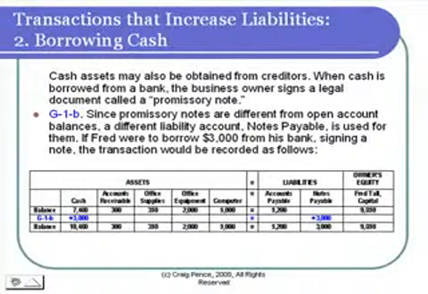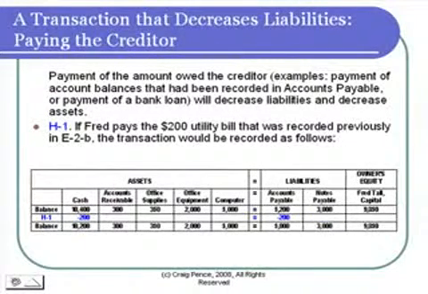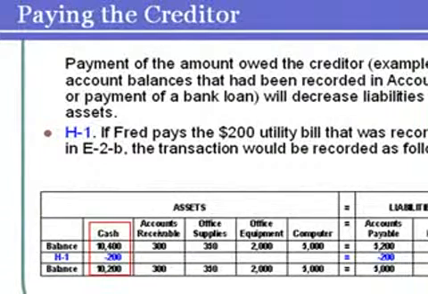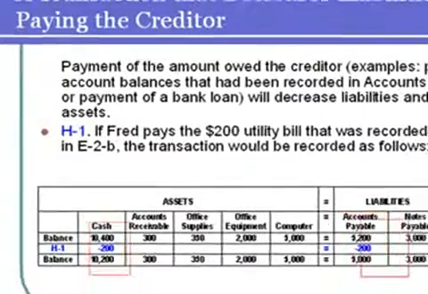In the next transaction, Fred pays the $200 account balance that's owed to the office supply company. In order to record the payment of that liability, we'll need to reduce cash assets by the $200, and then since we no longer have this $200 obligation, we'll need to reduce accounts payable.